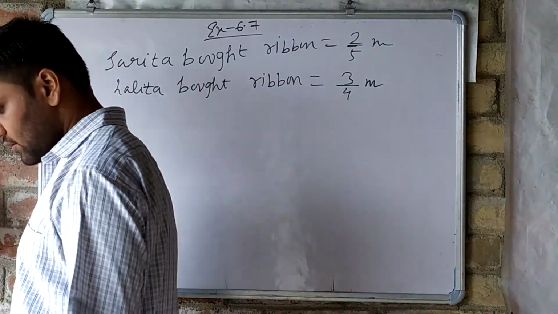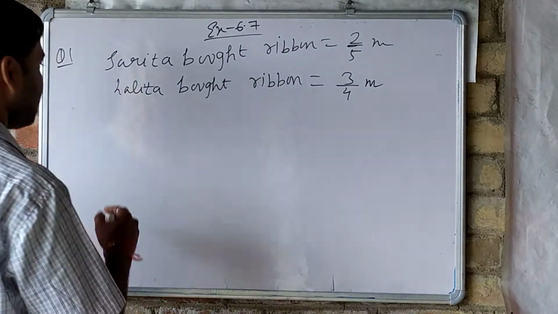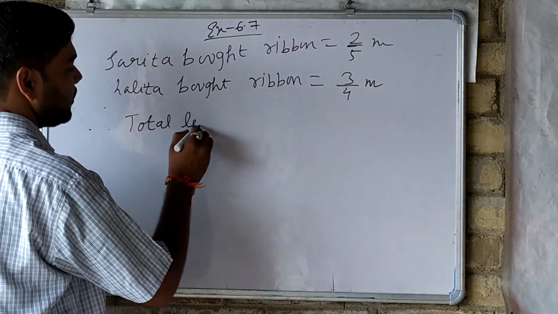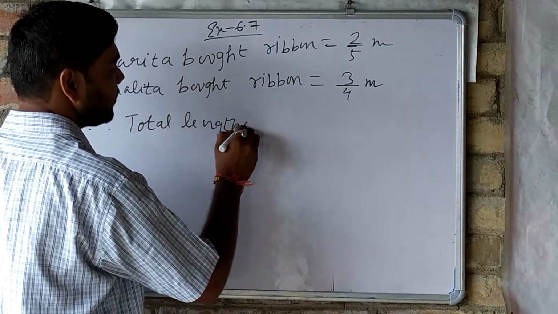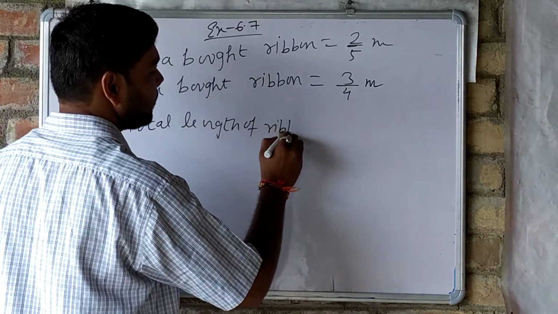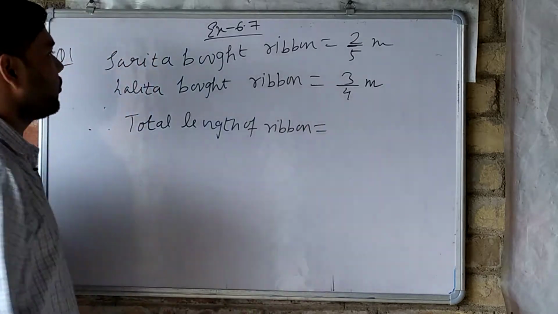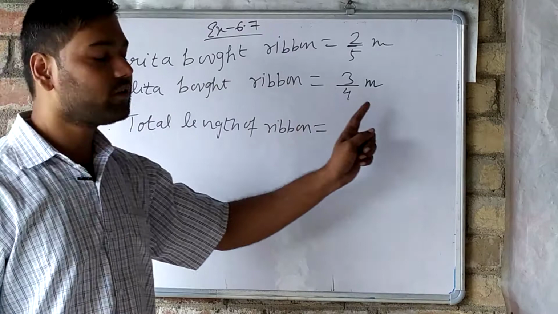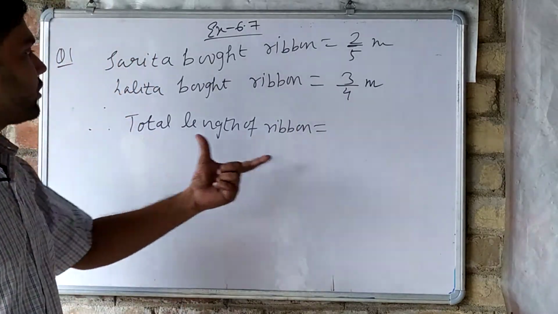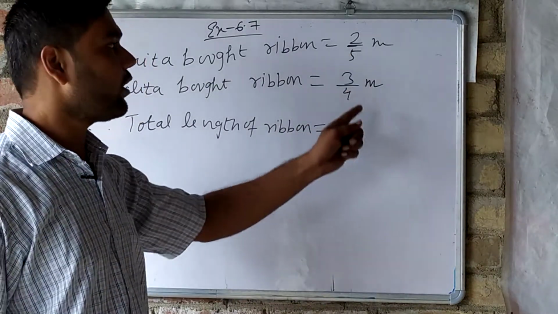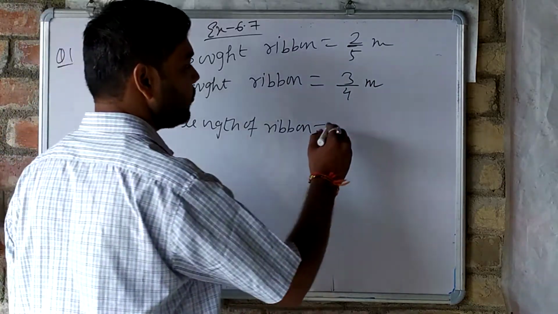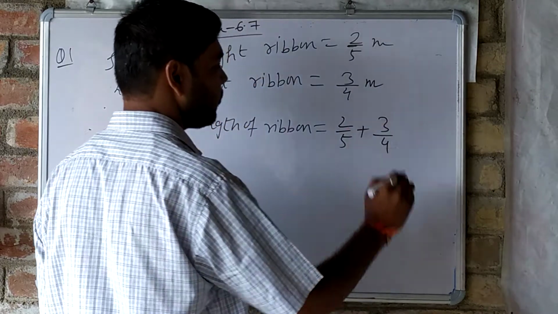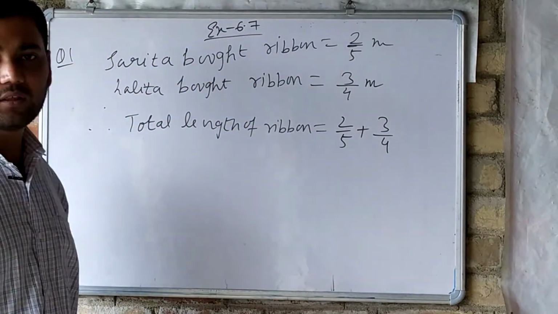So what do we have to find? We have to find the total length of the ribbon. In the question it is given Sarita bought ribbon 2 by 5 meter, Lalita bought ribbon 3 by 4 meter. So for the total length of the ribbon, what do we have to do? We have to add. 2 by 5 plus 3 by 4. We will add so that we will reach the answer.